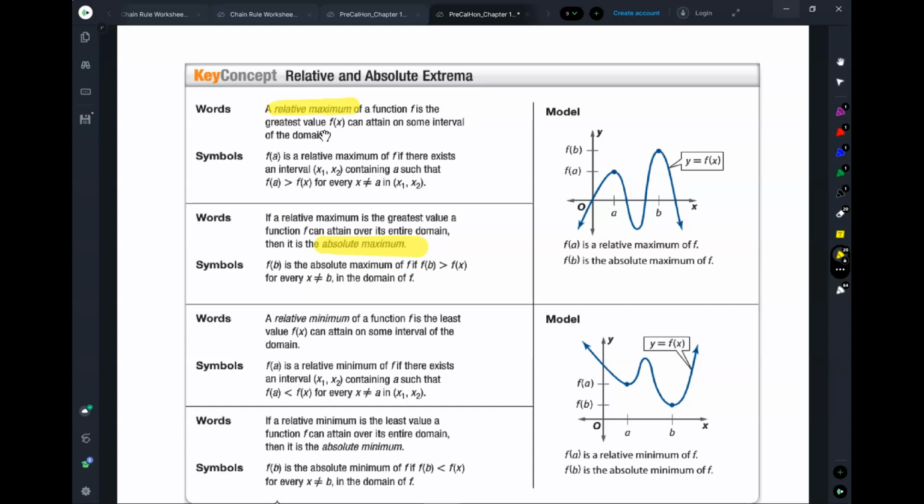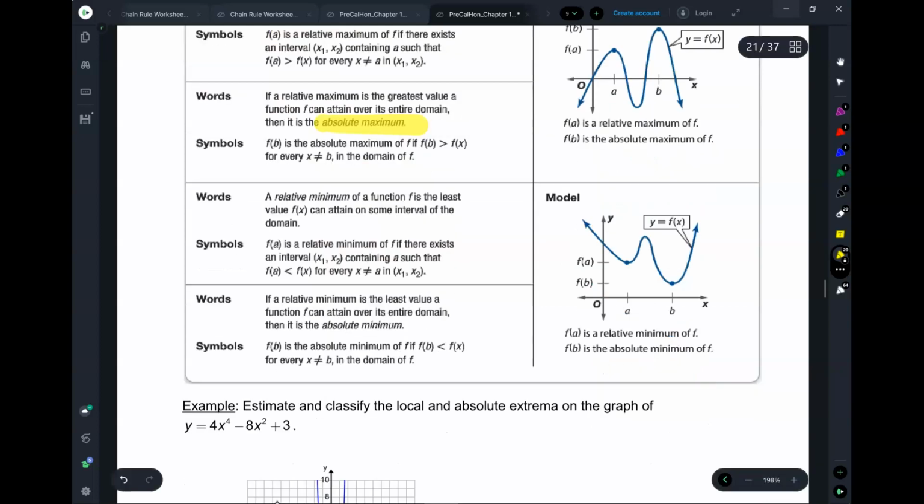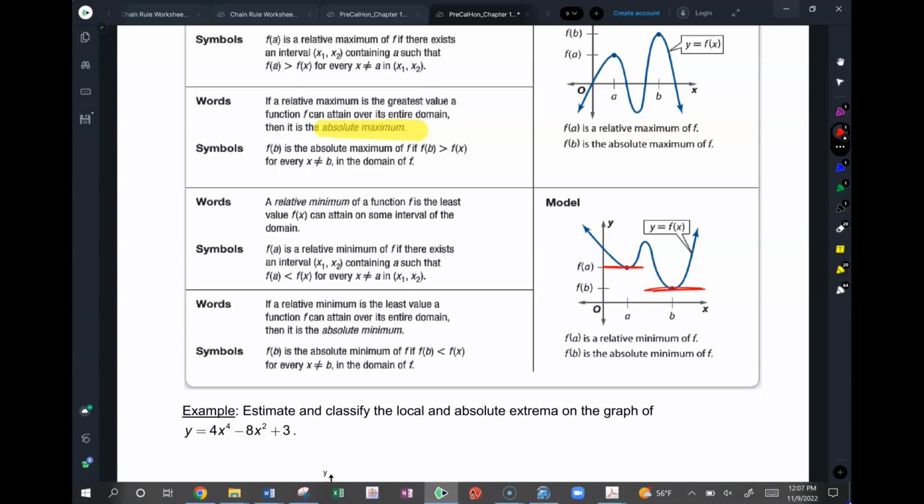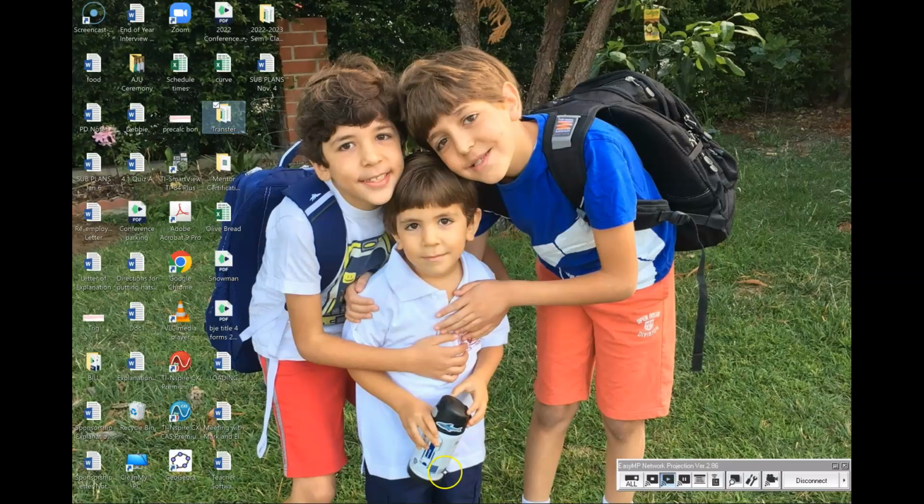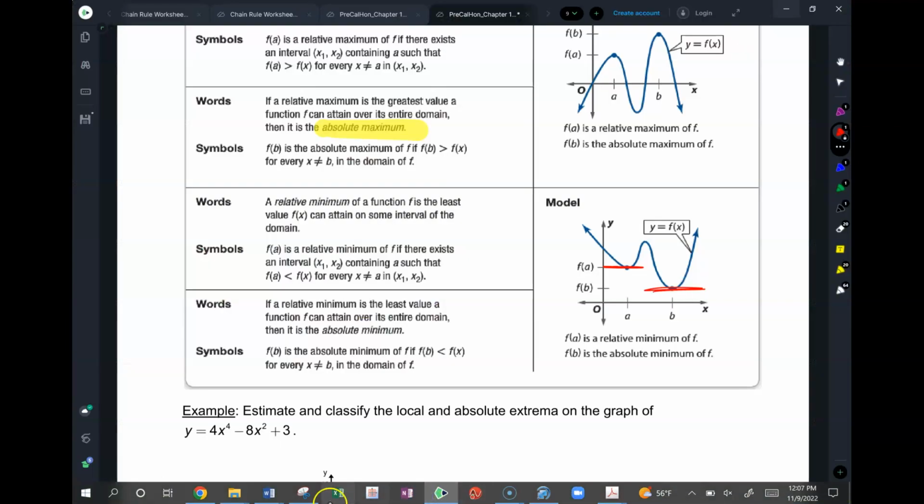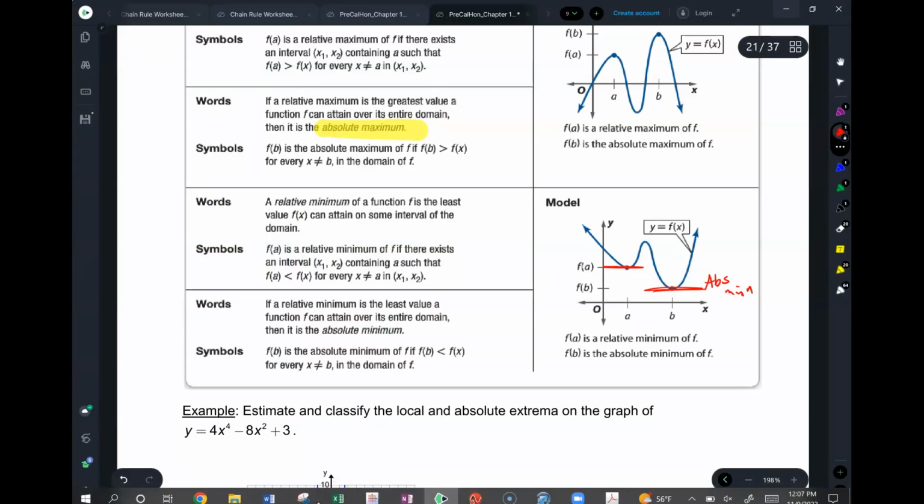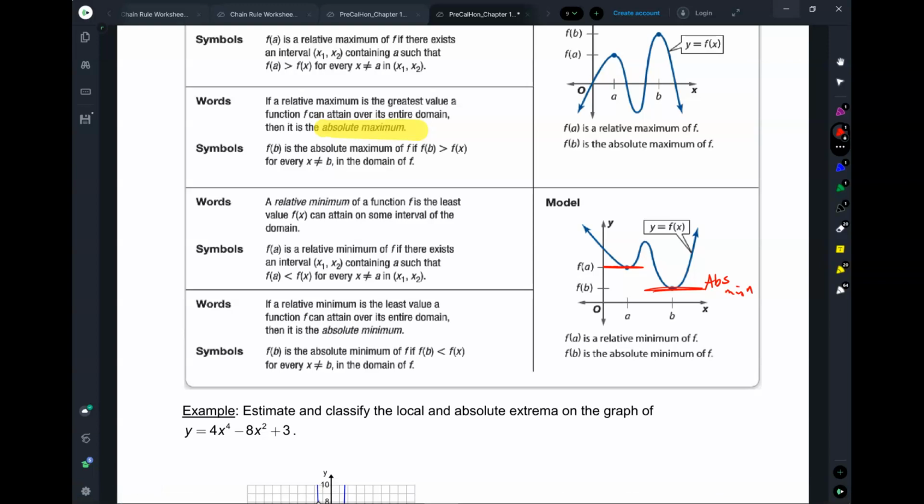Okay? Now, same with minima. You have a minimum here. You have a minimum here. This is the absolute minimum. Okay? And then this is a relative minimum.